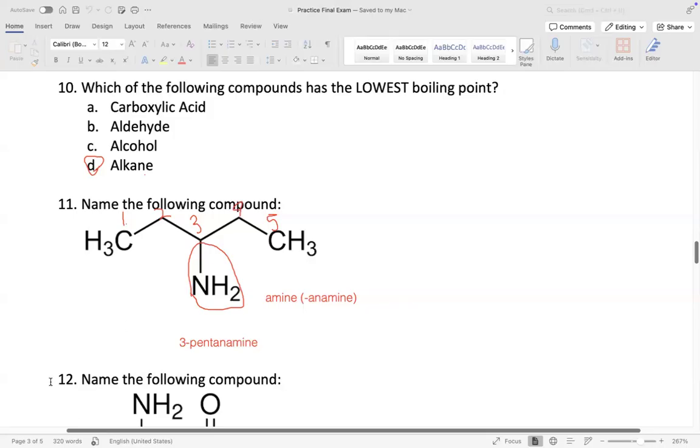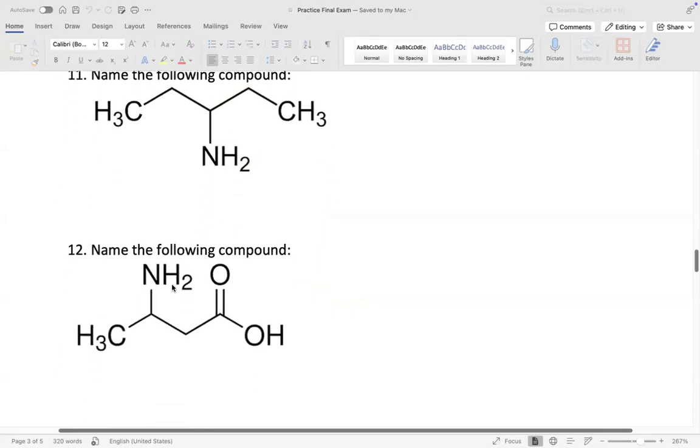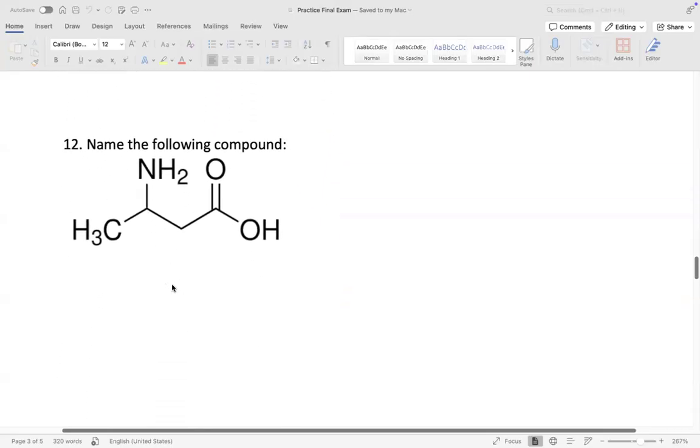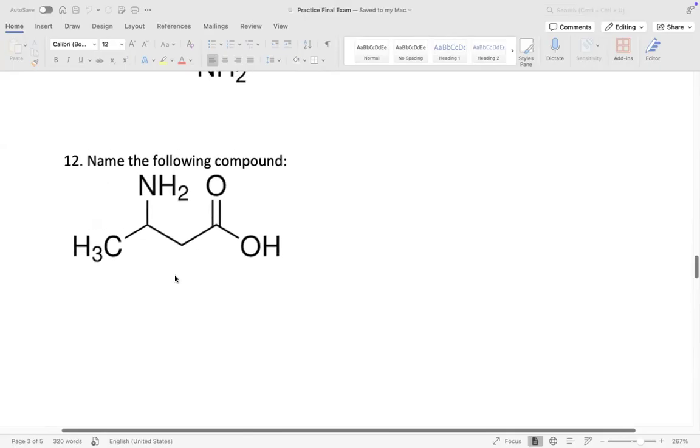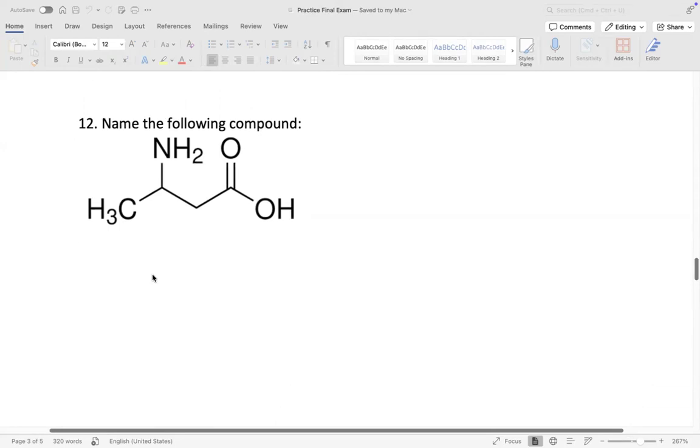All right, so we'll clear this, move to number 12. We got another naming. This is a unique example that we haven't, well, did we see it? This might not be one we've seen before. I have 2 functional groups here.